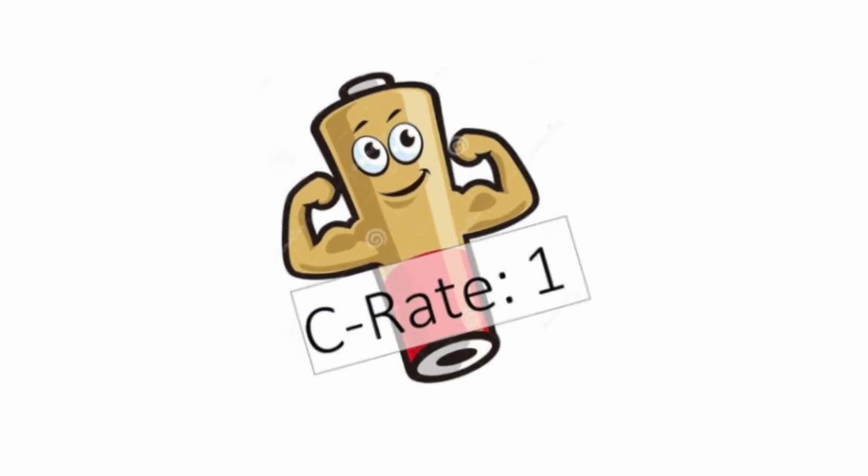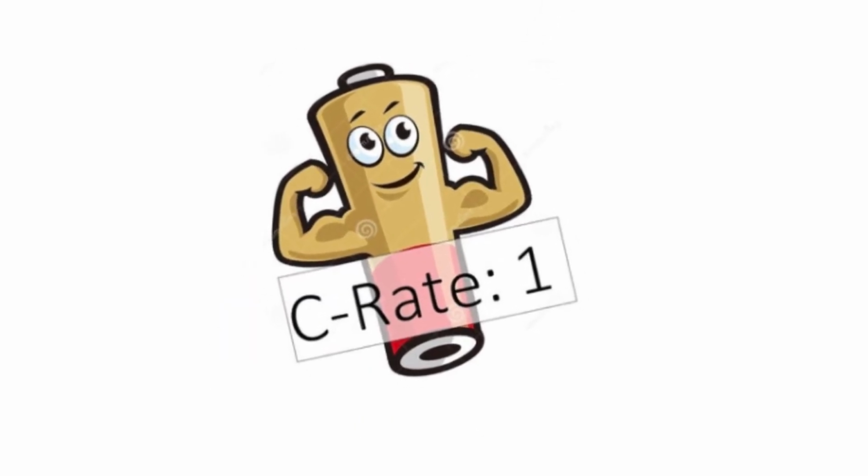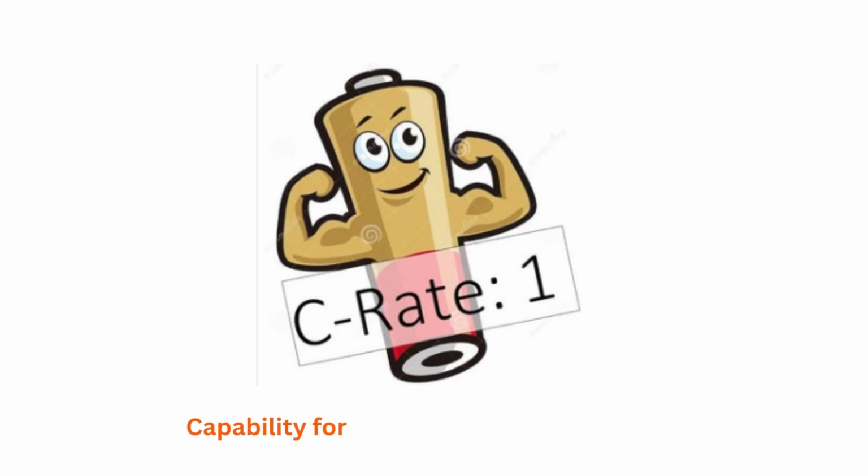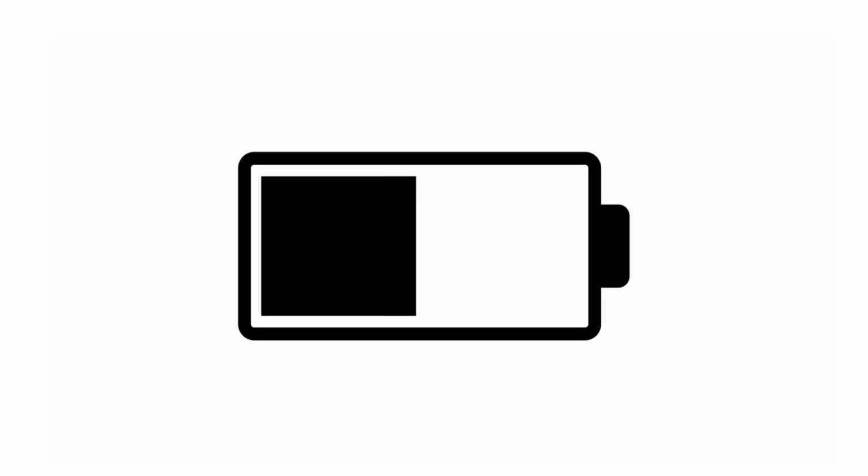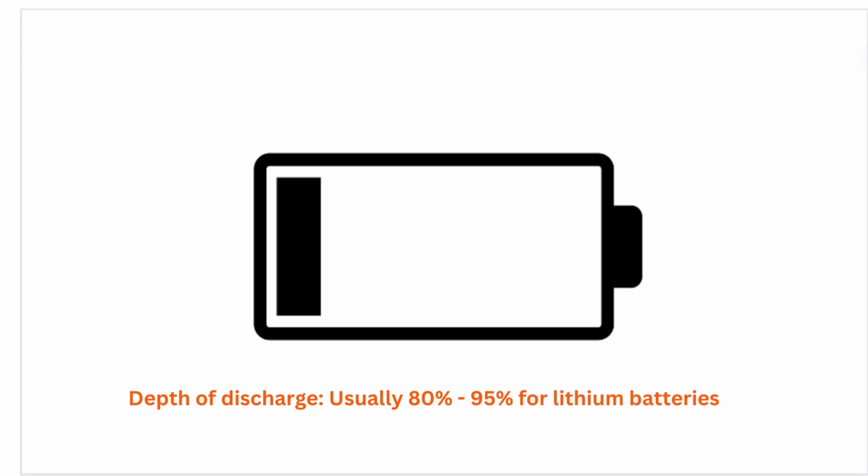The C rating denotes the battery's charging and discharging capabilities. It indicates the multiple of the battery's capacity in amp hour that can be safely discharged or charged in 1 hour. Depth of discharge. Most batteries are indicated as 80% depth of discharge, meaning they are set to discharge 80% of their capacity to get the benefit of the promised life of the battery.